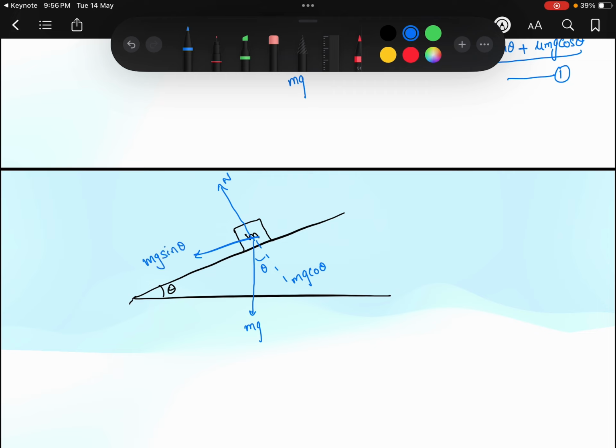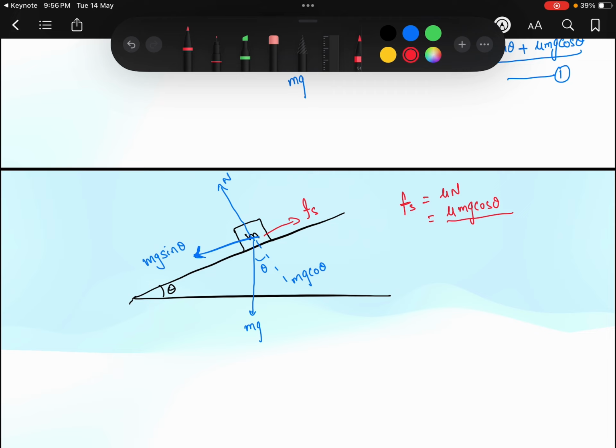Okay, now due to this mg sin theta, let us suppose this block is moving in downward direction. Then what can be the maximum value of friction here to prevent it? That will be Fs, static friction. Fs will be equal to mu into n, normal, so that will be equal to mu mg cos theta. Okay, so due to this mg sin theta, there is a friction force acting on this body to prevent the relative sliding between these two bodies.